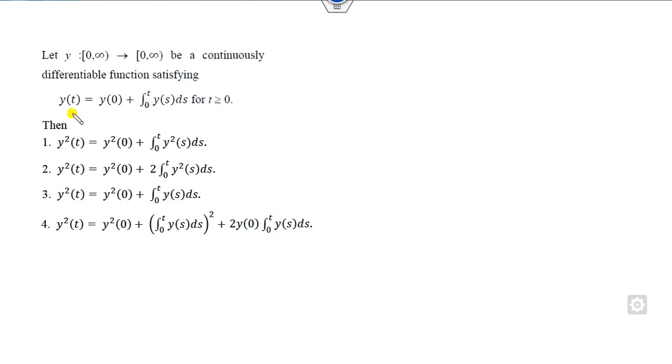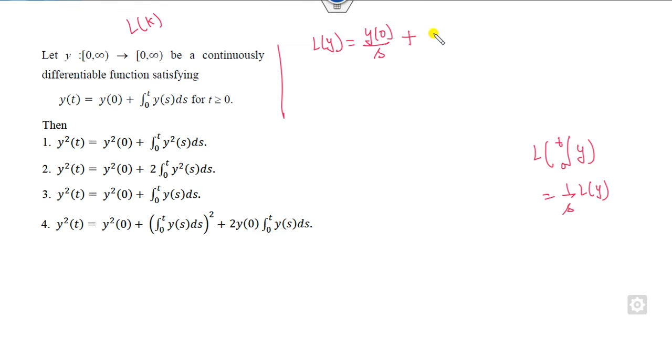Okay, again we can take the Laplace. So Laplace of y, this is a constant number. What is the Laplace of the constant? That's k by s. So y of 0 by s plus, now there is no convolution. So what is the Laplace of the integration? That is 1 over s Laplace of y.